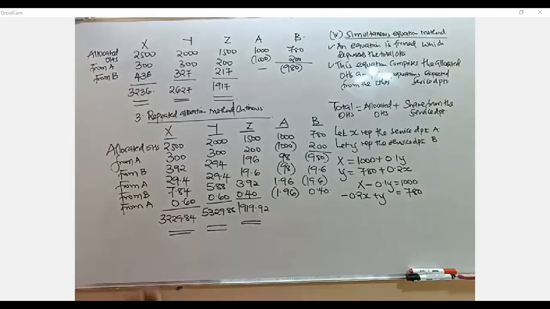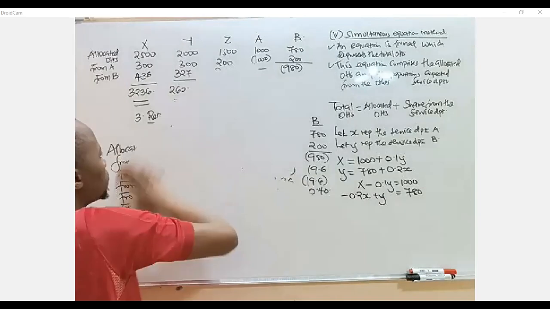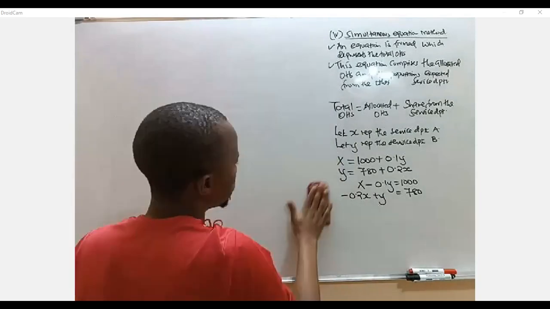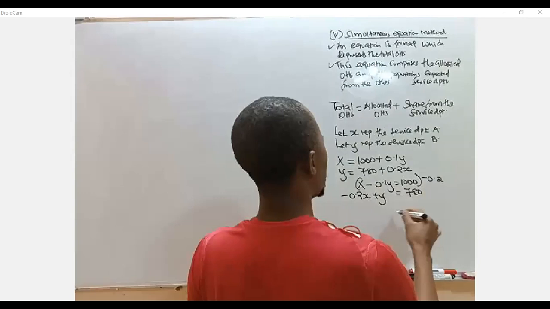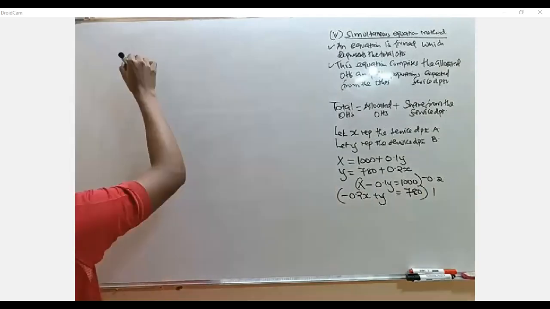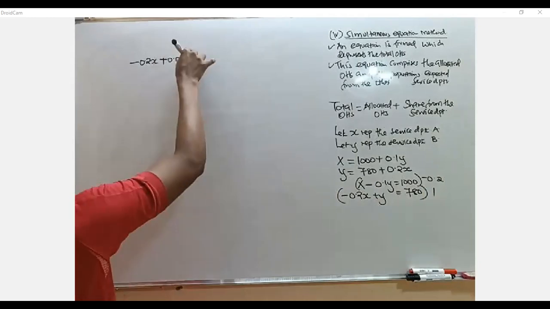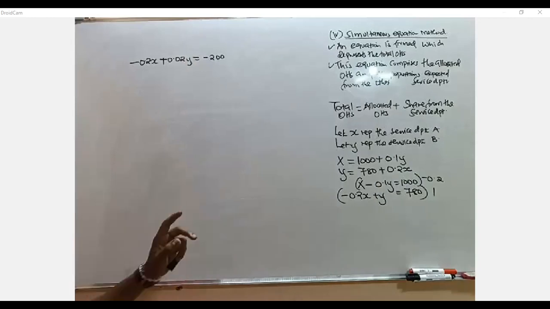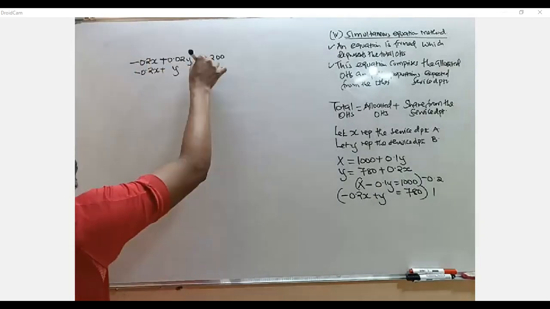Now here we use the words we used in QA: let us eliminate one unknown. To eliminate one unknown, we make the coefficients equal so that when you subtract, it disappears. It means here we multiply by negative 0.2 and here we multiply by 1. Opening the brackets, it will be negative 0.2x plus 0.02y equal to negative 200. Then the other one remains the same: negative 0.2x plus y equals 780.